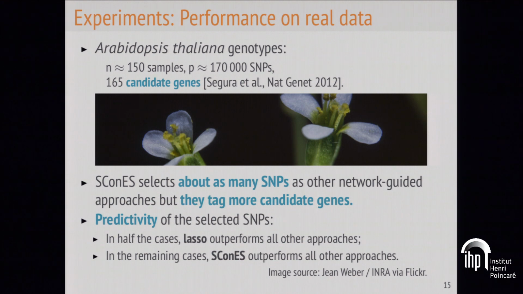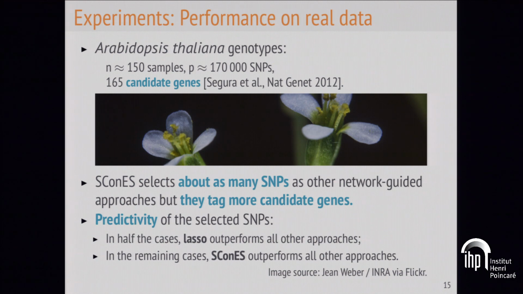So we figured out that our method was selecting as many features as the other network-guided approaches. If you add this network-guided constraint, you will have more features than the lasso because you will tend to take your neighbors with you. But they were tagging more candidate genes. So this is an indication that maybe it has more power to capture the actual phenomenon.